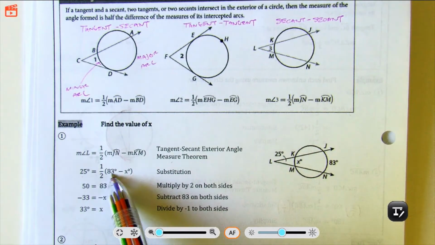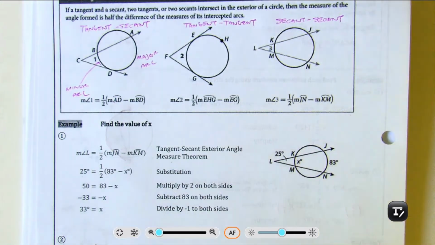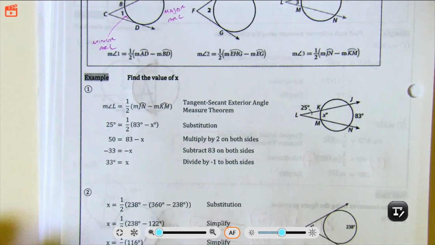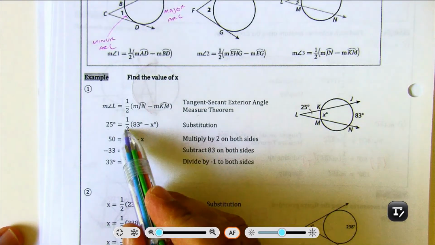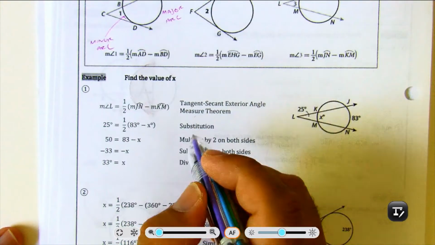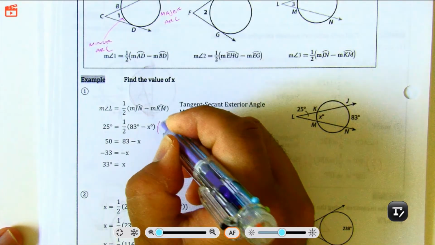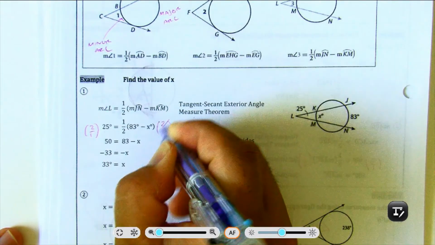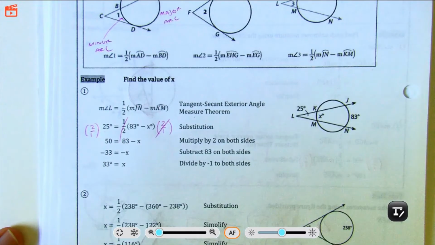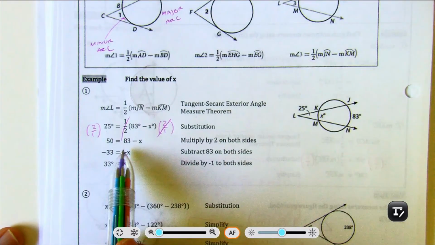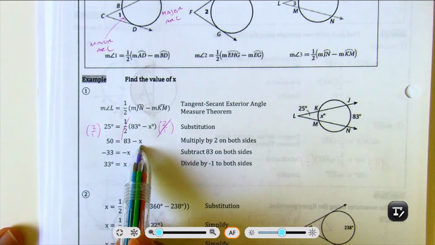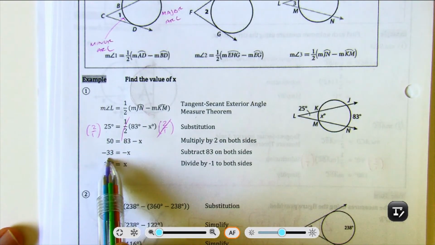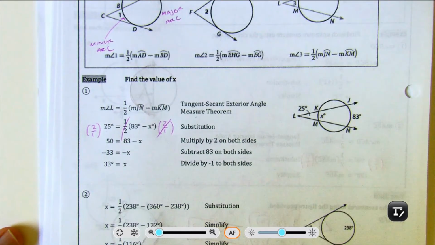Now I think we should be familiar by now with how to get rid of the fraction. What do we do? We multiply by the reciprocal, 2/1, to both sides. So we end up with 50 is equal to 83 minus x. Subtract 83 from both sides. And then we have to divide both sides by -1. So x equals 33.